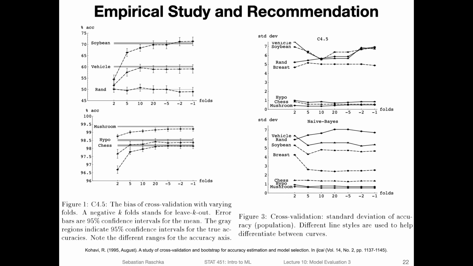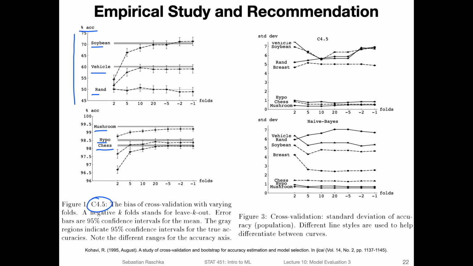Also note that for k-fold cross-validation there are different choices for k. So he also took a look at which k to recommend if k-fold cross-validation turns out to be more useful than leave one out cross-validation for classification. Let's focus on the left-hand side first. Here on the y-axis, that's the prediction accuracy. There are different data sets: soybean, vehicle, I think a random data set, a mushroom data set, and hypo, I forgot what hypo was, and a chess data set. So there are 6 different data sets here.